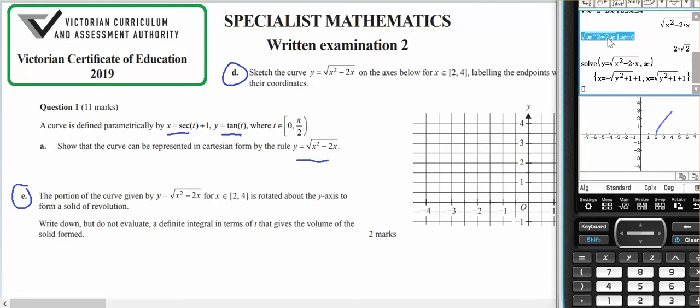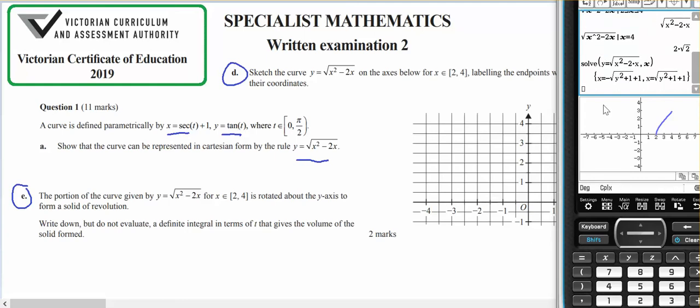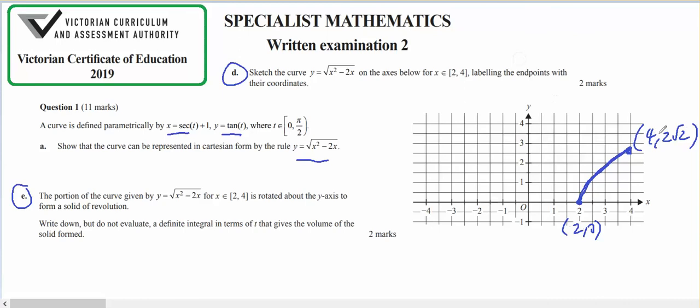I drew it given my restriction. Where was my restriction? There's my restriction, drag and drop with restriction, and it draws it just for me, and that gives me the y coordinate there. Okay, part E: a portion of the graph is rotated about the y-axis to form a solid of revolution. Write down, but do not evaluate, the definite integral in terms of t.